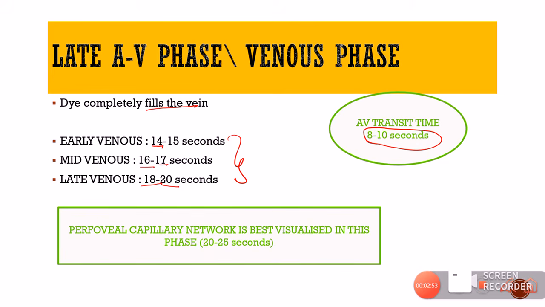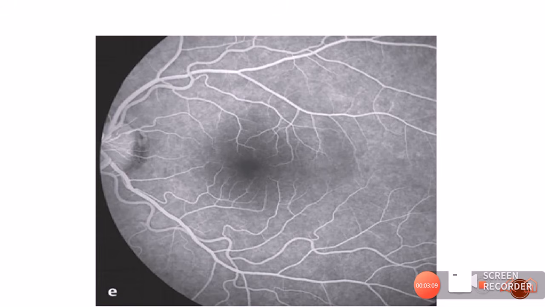Now in the venous phase, this is the best phase in which we can actually visualize the perifoveal capillary network, and it is best visualized at about 20 to 25 seconds from the injection. So this is a picture in which you can see the choroidal phase is present, it's completed, the arteries are filled up, and the veins you can see are looking completely whitish in color.